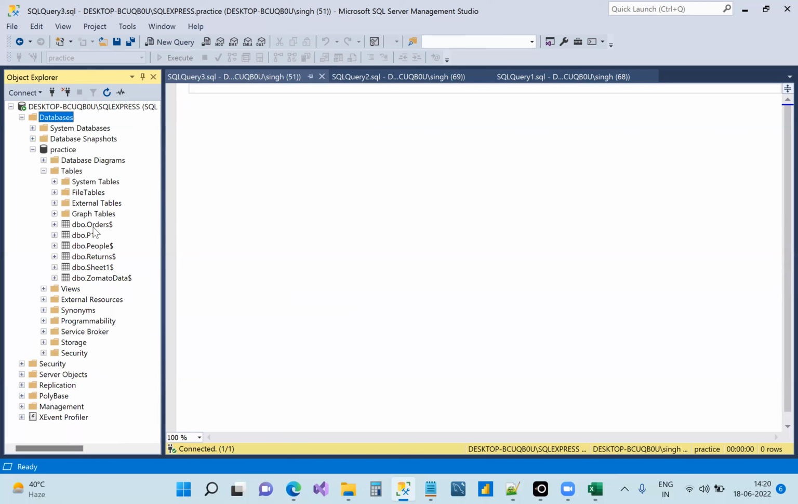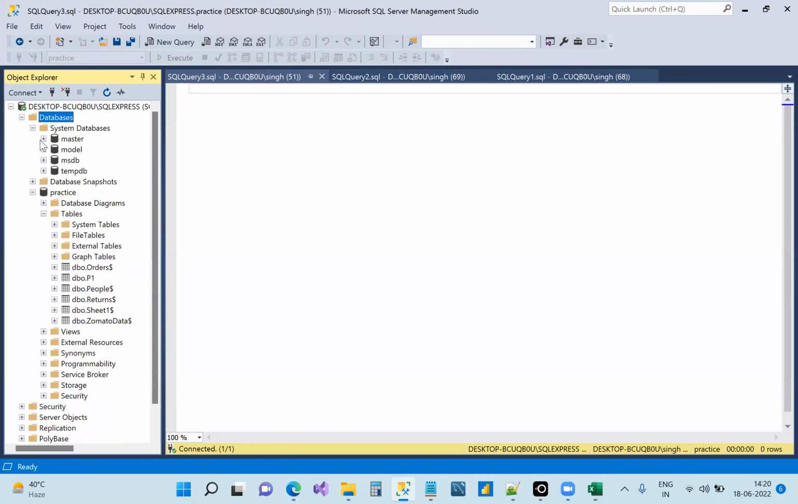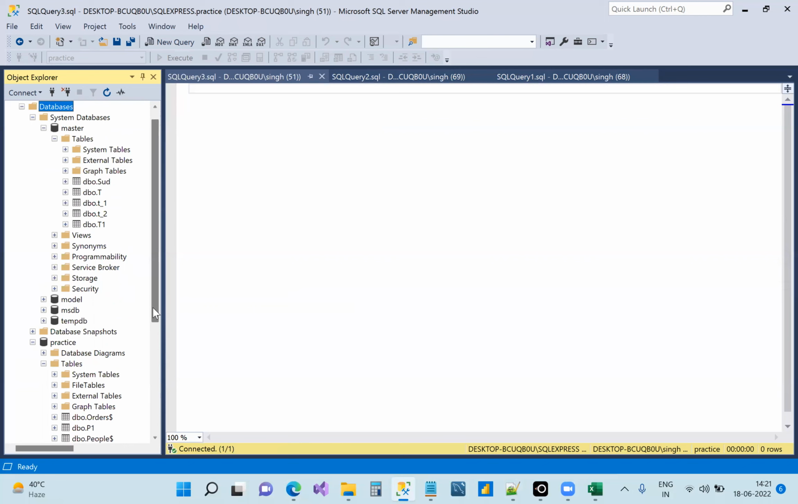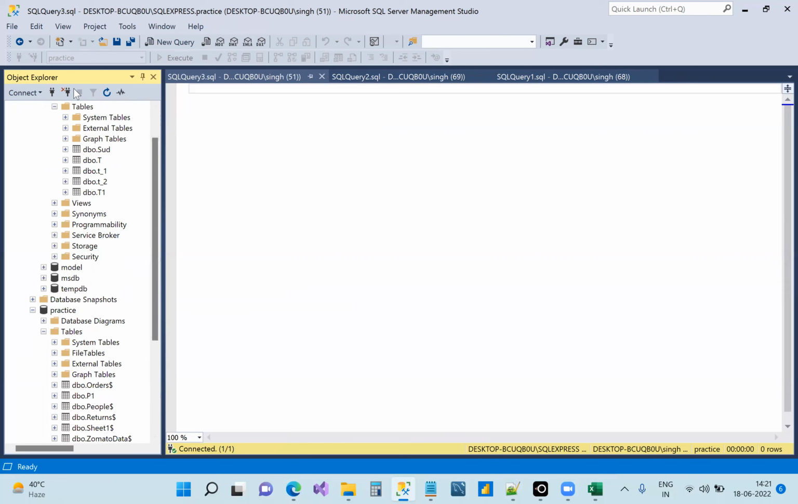Suppose you have created a table in the practice dataset, and you want to see it in system databases, in model or master. It will not show over here. So go to the right database. All good till now? So this is called Object Explorer. It will help you explore all the objects that you have created. Objects means tables, databases, views, everything. Good to go till now.